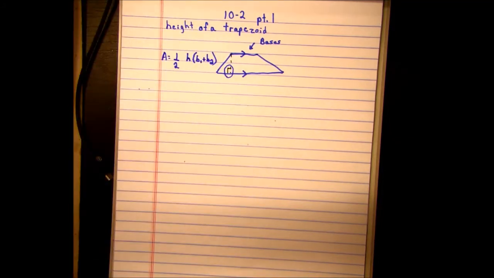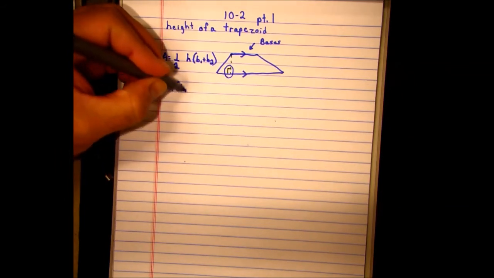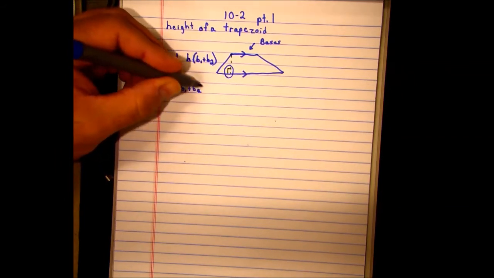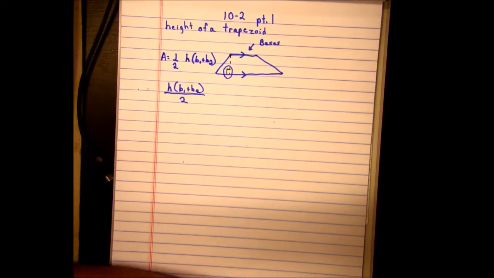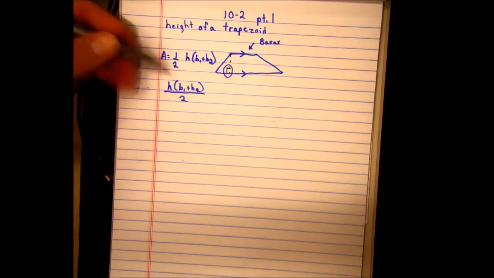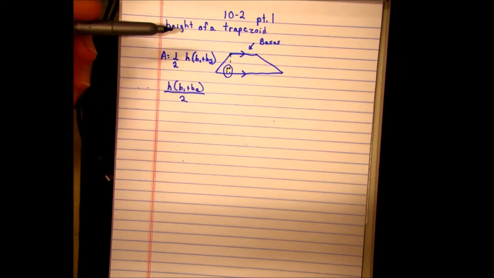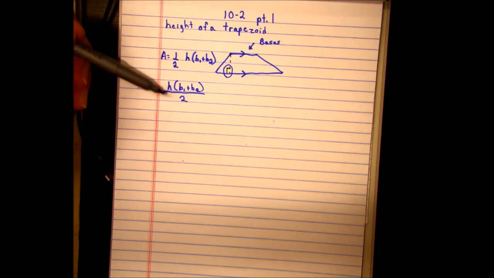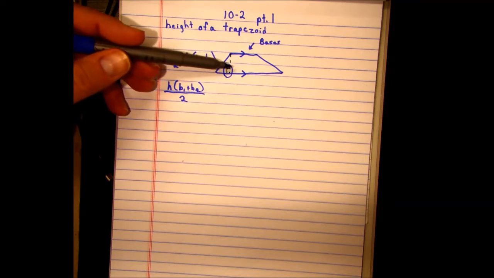Personally, I write it as height times (base 1 plus base 2) divided by 2. Why? Because they're the same. Hopefully you know that when you multiply by 1/2, it's the same as dividing by 2. So if you see them written different ways in different books, I want you to understand that they are the same. This is also very similar to the mid-segment formula.